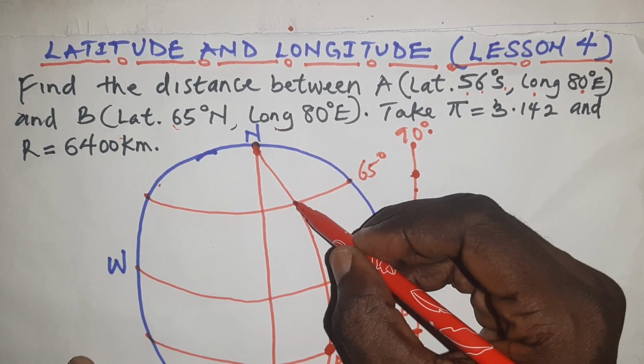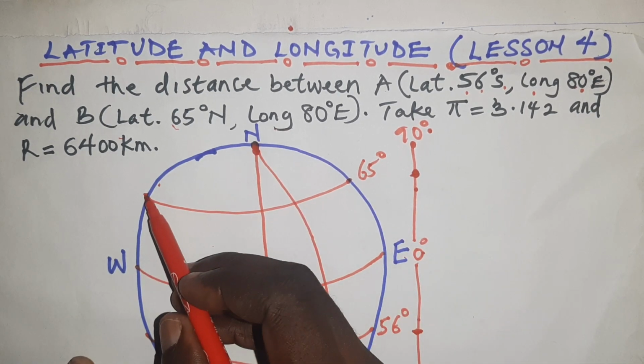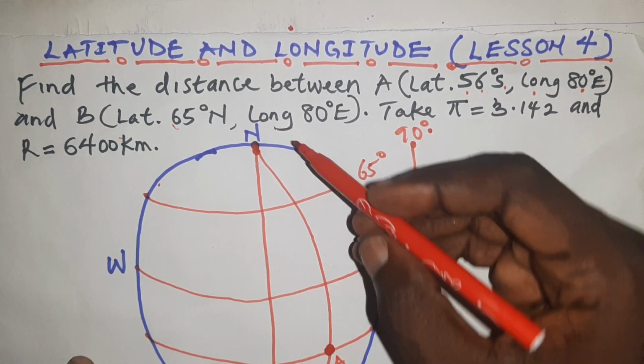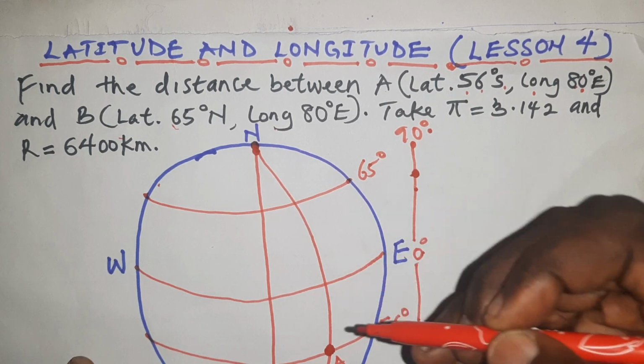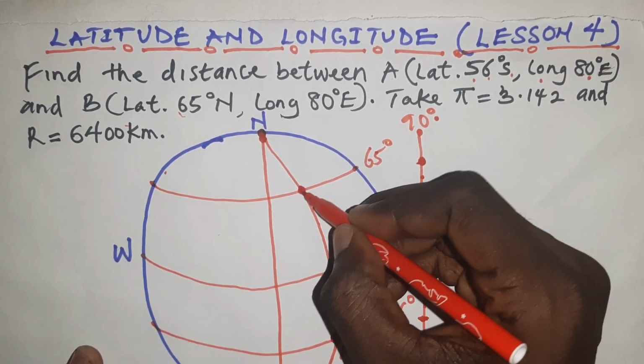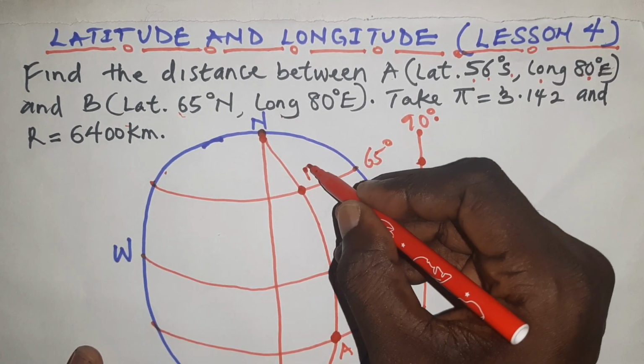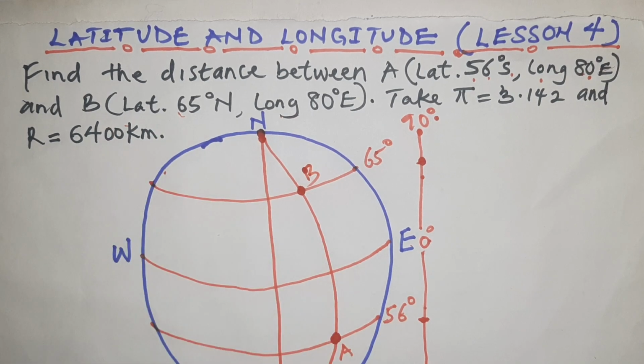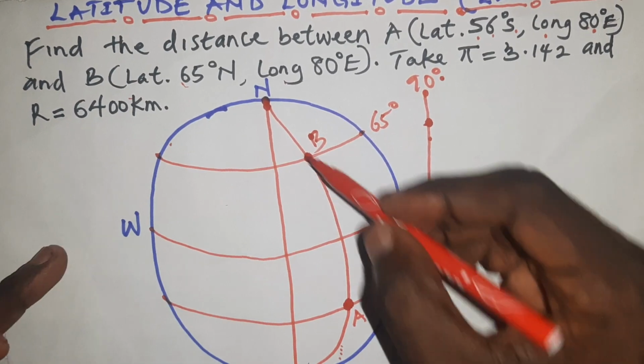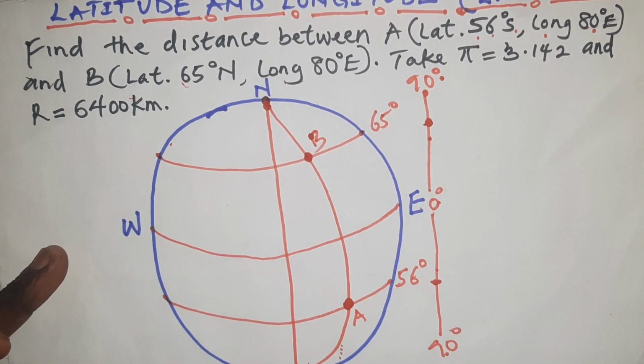Just go to the point where the 65 degrees north and this longitude 80 degrees east, which we have done before, intersect. This is my point B. Since this is point B, we can now complete, because this line of longitude is also a circle. Let's complete the circle and let's know what's going on.